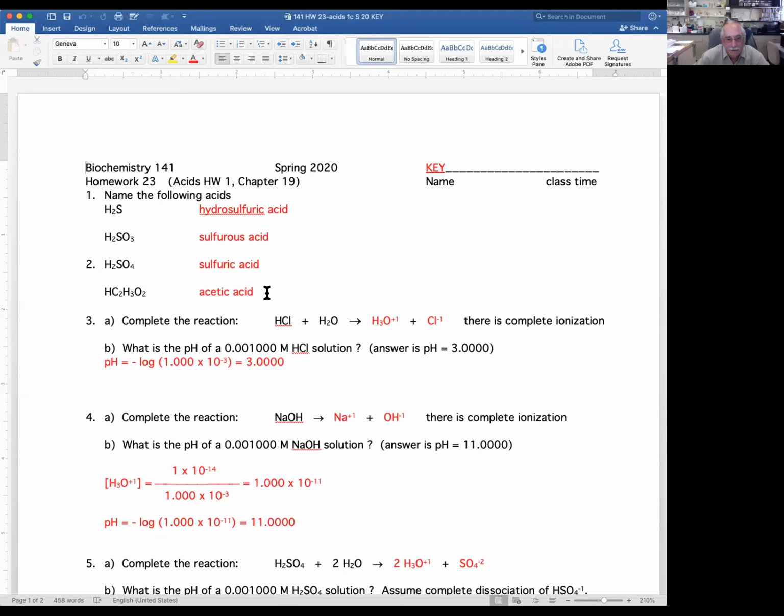It's actually its common name. To give it a more systematic name, we have to go to organic nomenclature, which we're not doing. If you take the second semester of that, that's what we start off with, is doing organic chemistry.